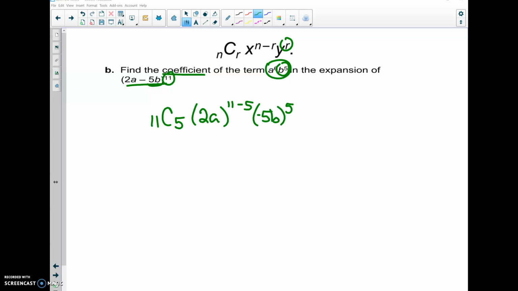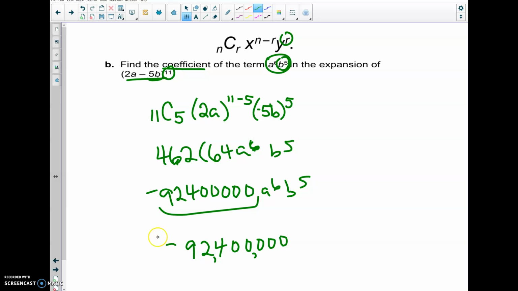If you're having trouble plugging into the formula here, 11 choose 5, 2a to the 11 minus 5, and -5b, be careful because this is negative here, to the fifth power. So go ahead and solve all that out and find the coefficient. Alright, so the answer will be -92,400,000.